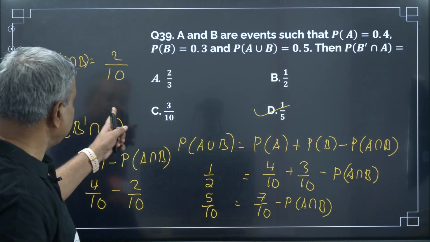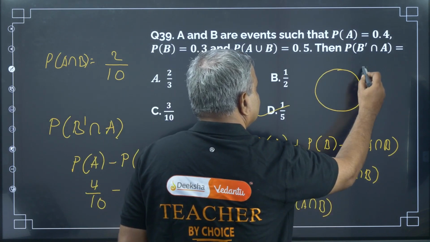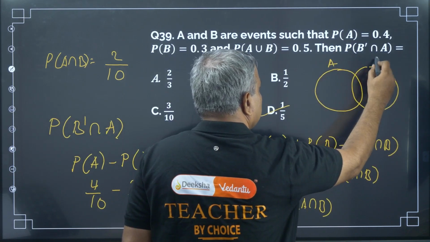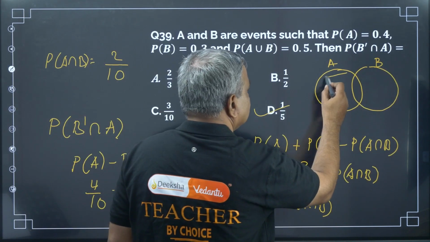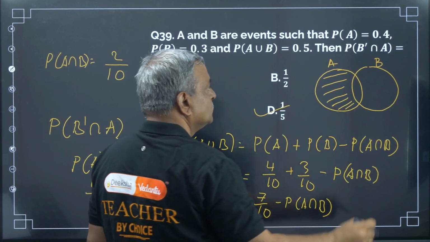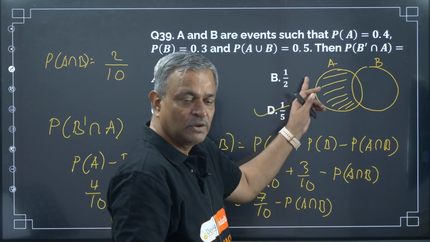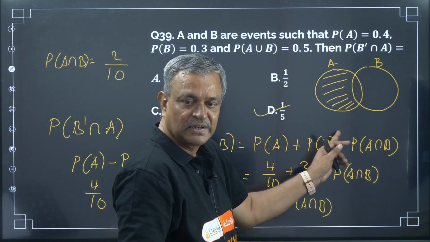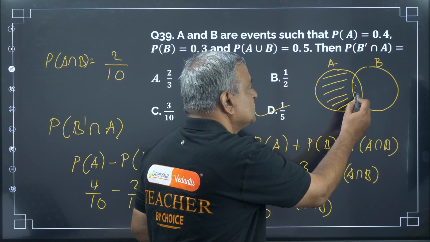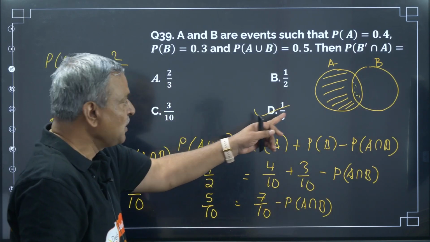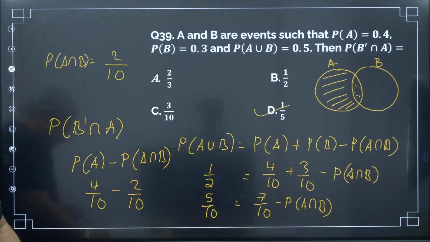What is the actual concept here? B complement intersection A, you have done this. Set theory must be strong, then you will remember the formula. B complement means everything except B, and B complement intersection A is this part only. What is common is this part only, clear? Out of P of A, you remove the intersection part completely. That is nothing but P of B complement intersection A.